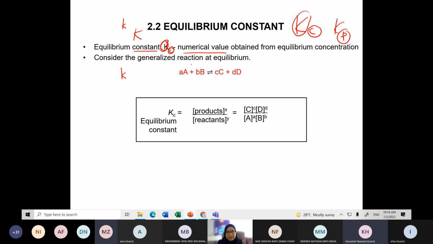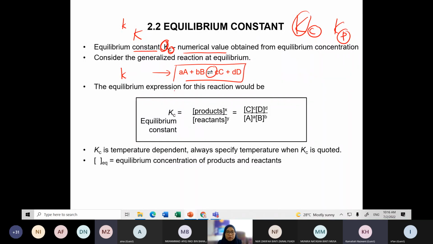So consider the generalized reaction at equilibrium. So this is the generalized equation. We have A, B, C to produce C plus D, and this equation is at equilibrium with one another, because of the presence of this arrow. It is reversible. That means this reaction, after a while, will reach a point that we call equilibrium. So how do we write the equilibrium constant for this equation?